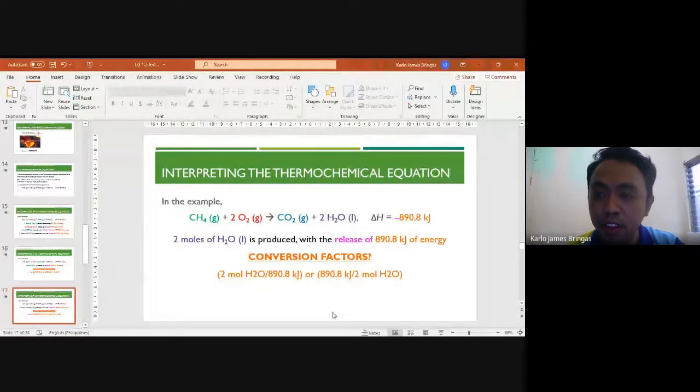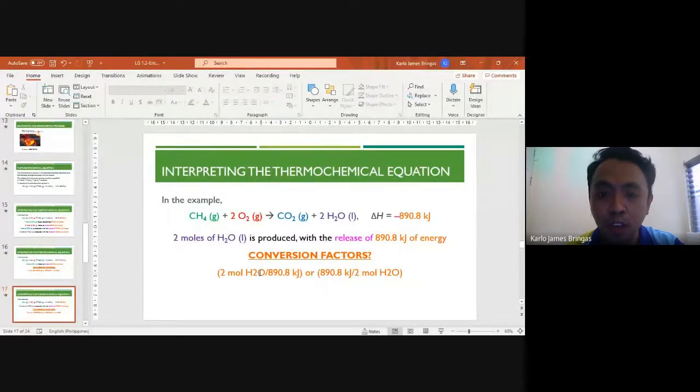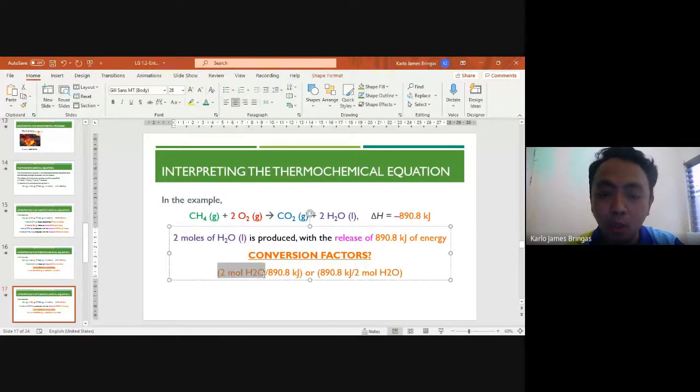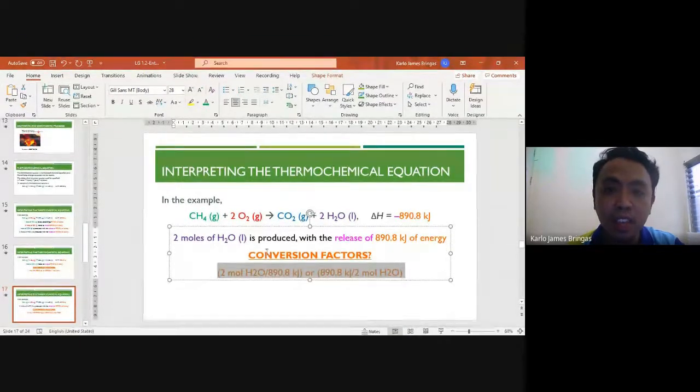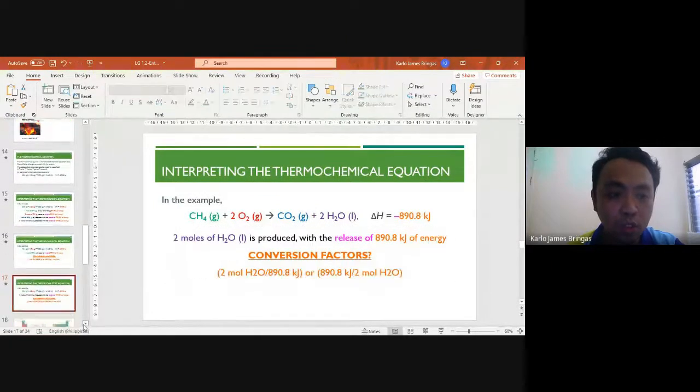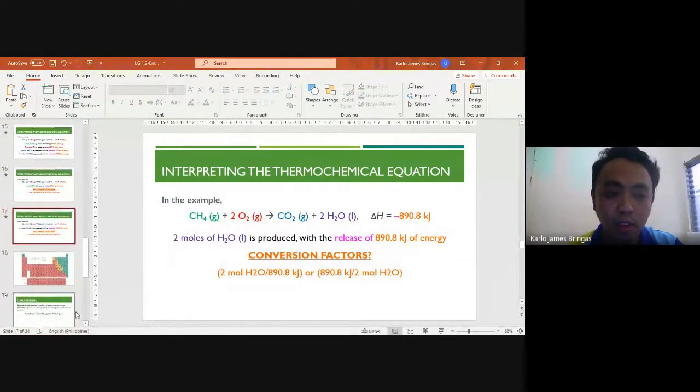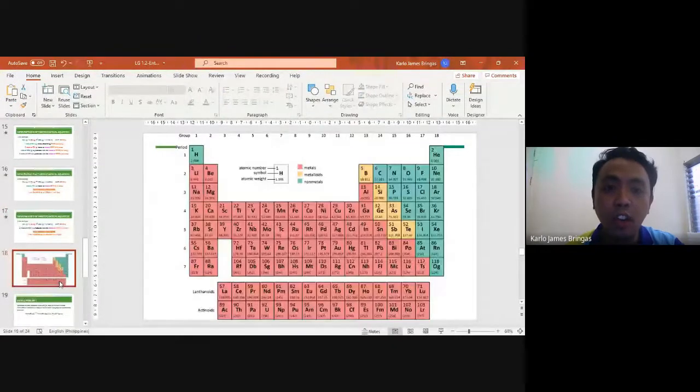So we're interested in writing the conversion factors because it is these two that we're gonna be using when we're dealing with stoichiometry relating sa thermochemical equations. So you might recall in our Chem 1, you spent probably a lot of time in the stoichiometry na portion ng ating lessons. So basically, we're just going to rehash that one in here.